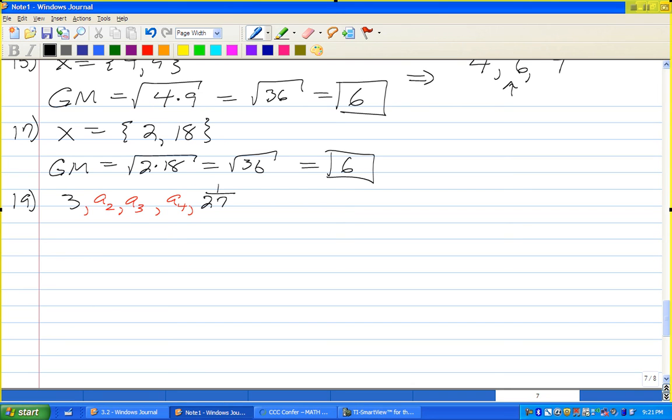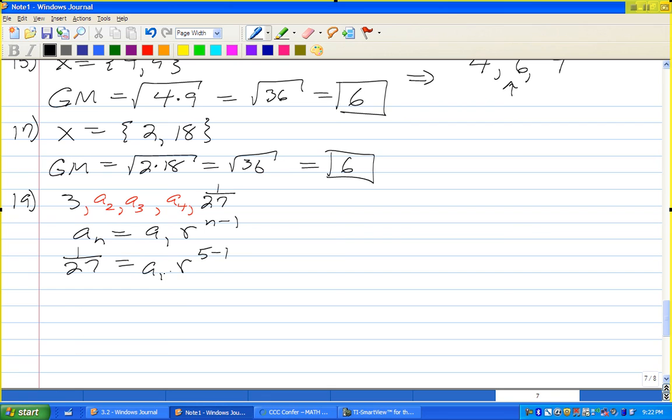Okay, so let's do this. So I know that a sub n is equal to a sub 1 r to the n minus 1. So I want to figure out what r is. Well, the last term, which is a sub 5, 1 over 27, is a sub 1 r to the n minus 1, 5 minus 1.